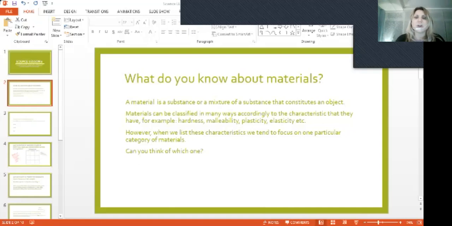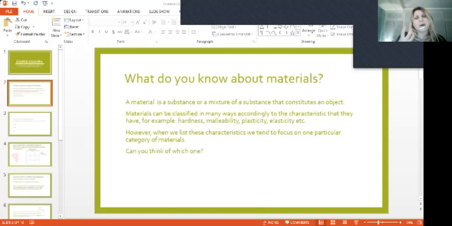materials can be classified according to the characteristics that they have. Probably you remember some of those, for example, how hard they are, or if they are malleable or elastic. So what can we actually do with them? Do they break easily, or do they bend, or have they got maybe conductivity? For example, when we talk about electricity.